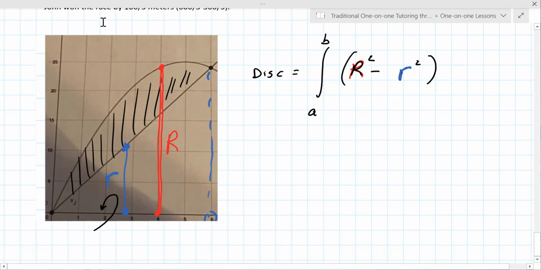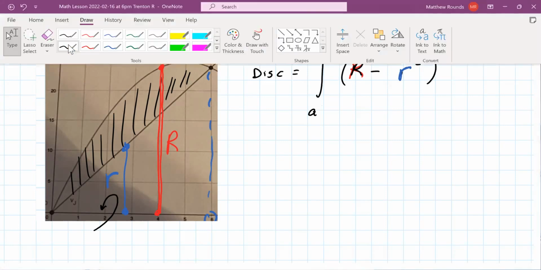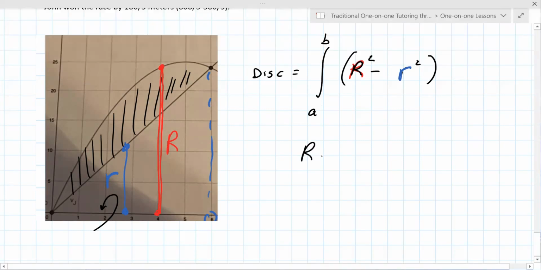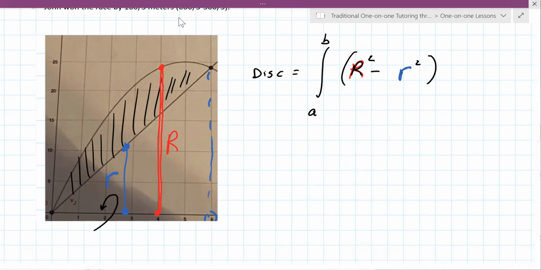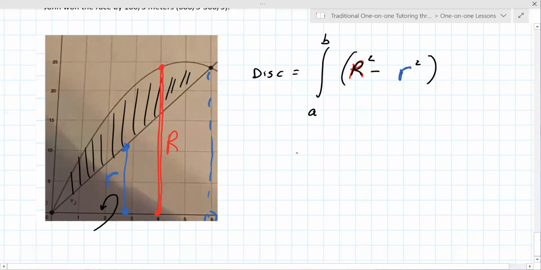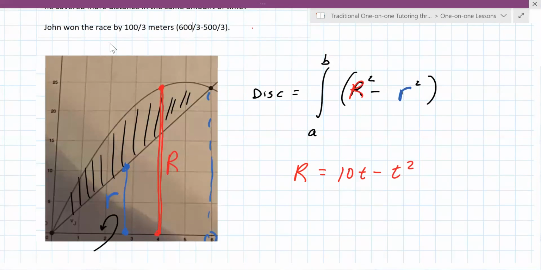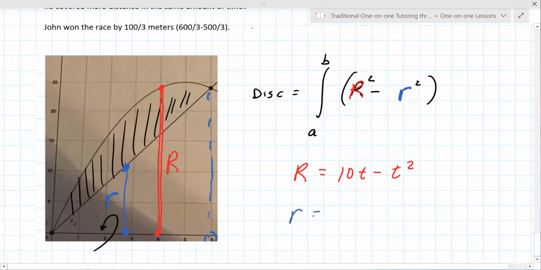So your big R in your problem, let me switch colors, is the 10t minus t squared. That's this curve. And then little r is the other one. The other one is 4t. So you take these, and there's a pi.